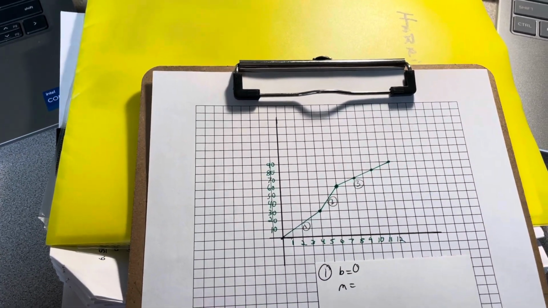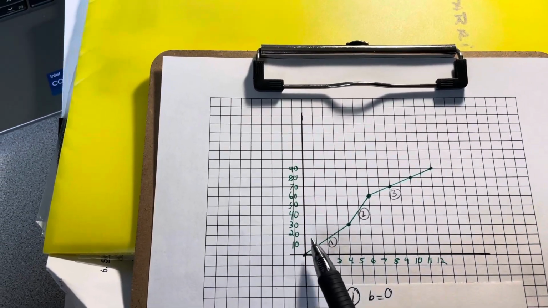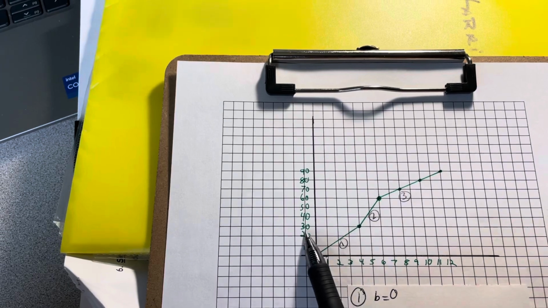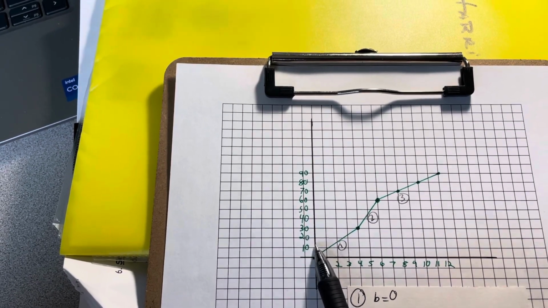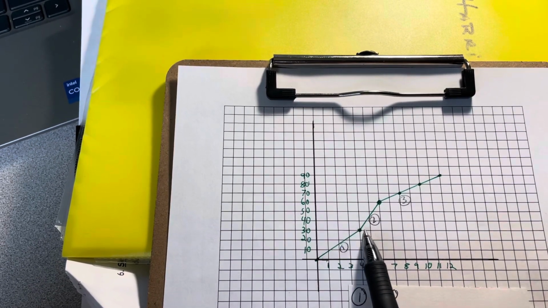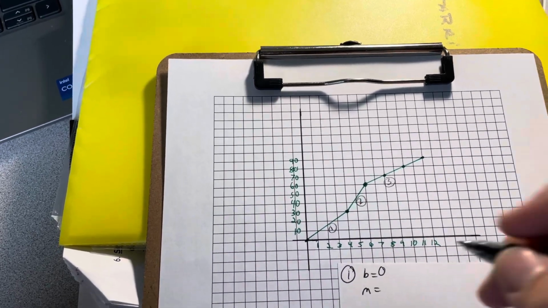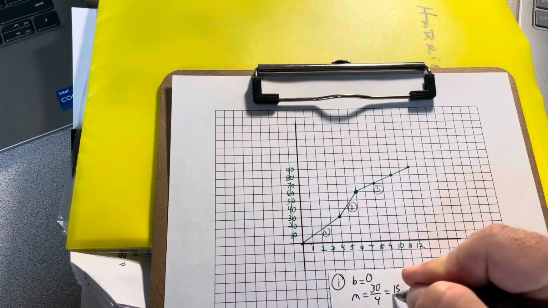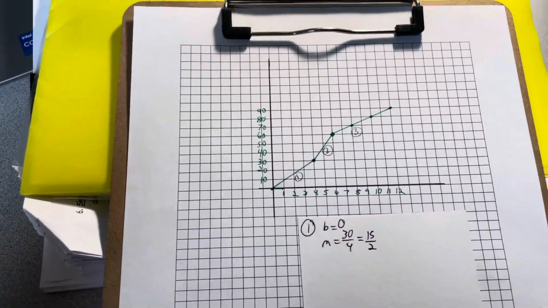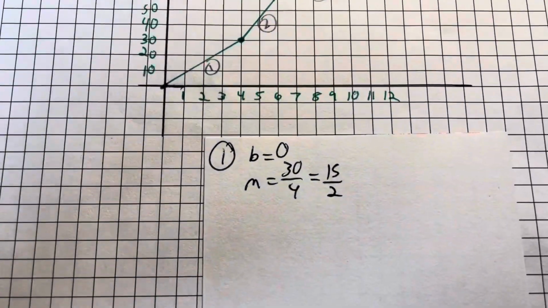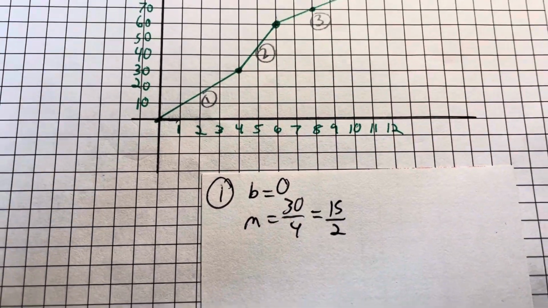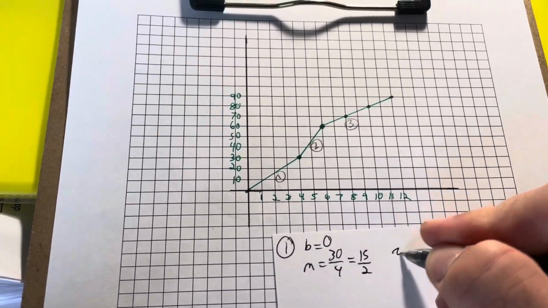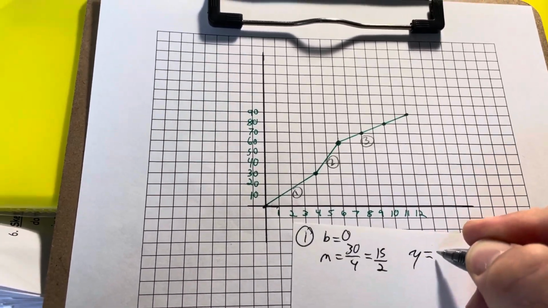My slope, however, I do need to be careful because yes, it goes up 3 over 4. But remember, this is 30 because I'm counting by tens over 4 singles. So it's 30 over 4, which reduces to 15 over 2. So my slope would be 15 over 2. My y-intercept would be 0. That equation would be y equals 15 over 2 x.